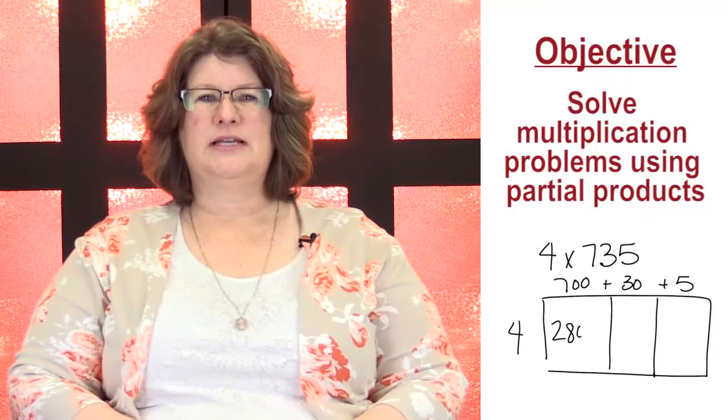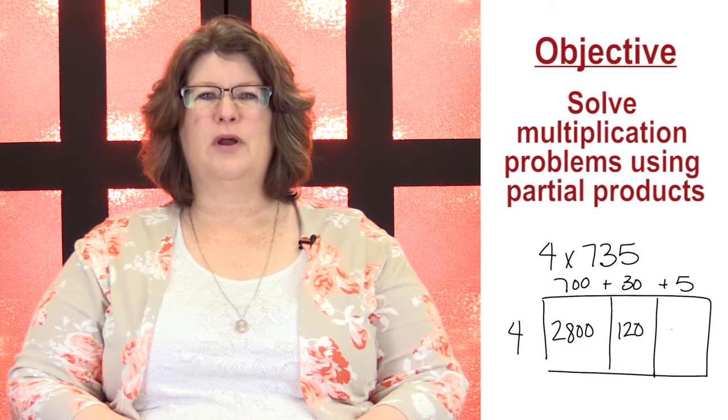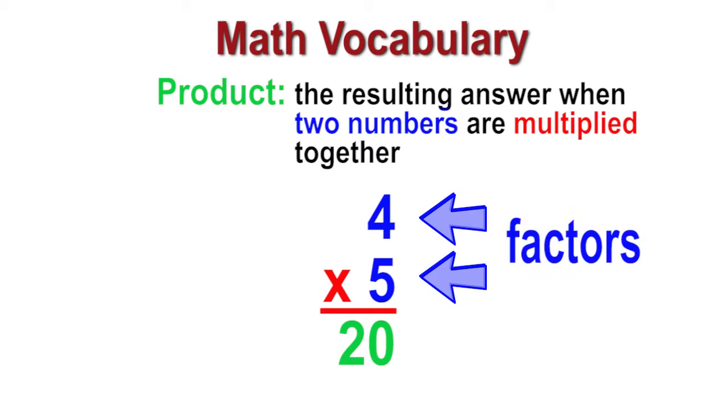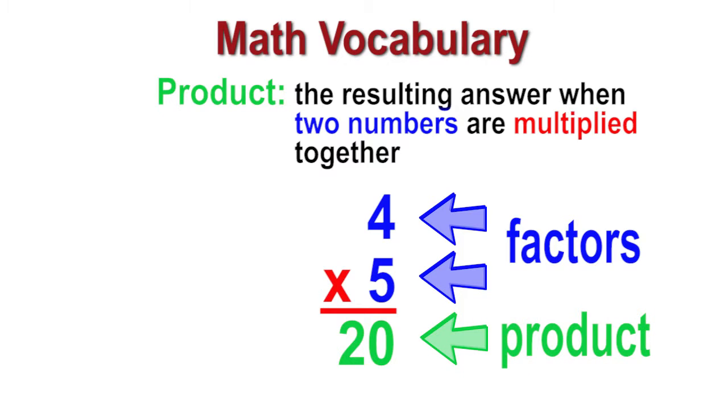The objective of this lesson is to solve multiplication problems using partial products. There are many ways to solve a multiplication problem. When two numbers are multiplied together, the resulting answer is called a product. For example, 4 times 5 equals 20. The numbers 4 and 5 are factors and 20 is the product. We use the term partial product when part of the product is considered.